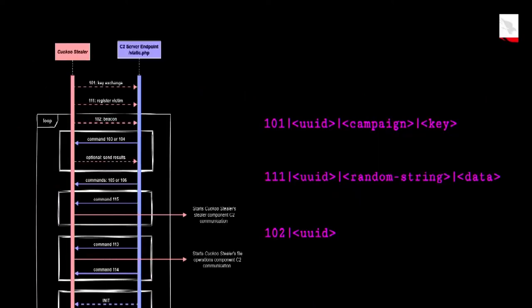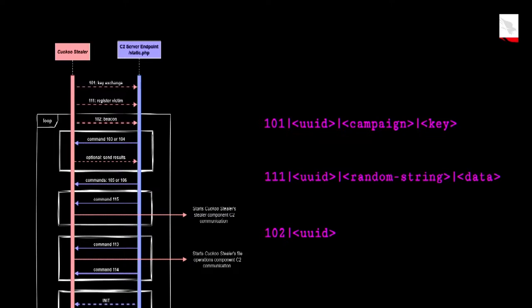Okay, I was afraid the picture might get short, but I'll explain it. So here is a sequence diagram of the backdoor protocol. Here the stealer will use a different public key for this server, and you'll also notice the endpoint's different. It's static.php. So the few highlighted requests there are just for setting up the communication.